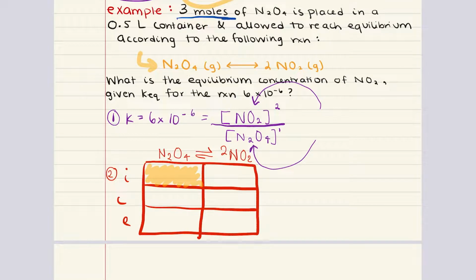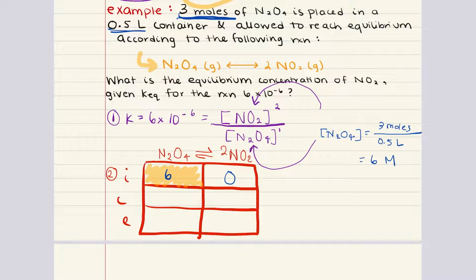We're given the number of moles of dinitrogen tetroxide, and we're given the volume of the container. And so to figure out the concentration of this reactant, we're just going to take the moles and divide it by the volume, because moles over volume equals concentration. 3 moles over 0.5 liter gives us a 6 molar concentration for dinitrogen tetroxide. Wonderful. So that's our initial concentration for the reactant, and our initial concentration for the product is 0.